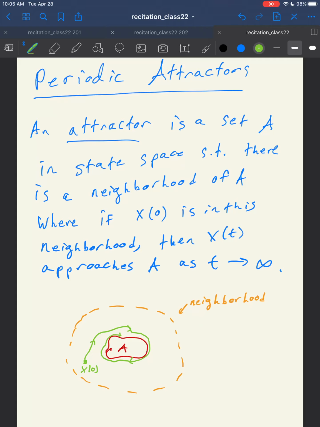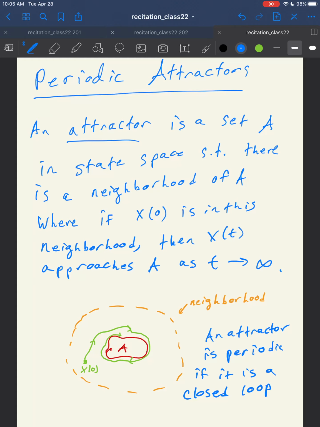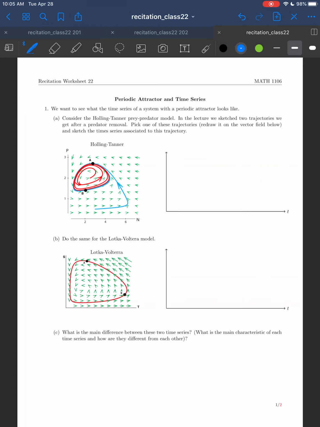And then an attractor is periodic if it's a closed loop. And remember, these are also called limit cycles or stable limit cycles, but they all mean the same thing. Okay, so now let's look at the problems we are going to work on.